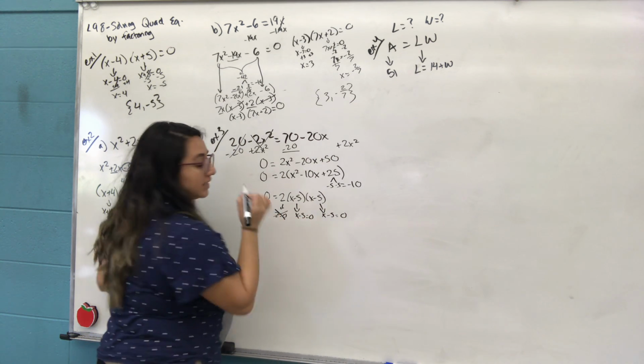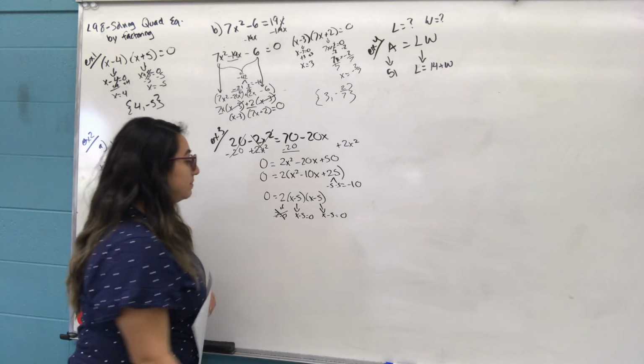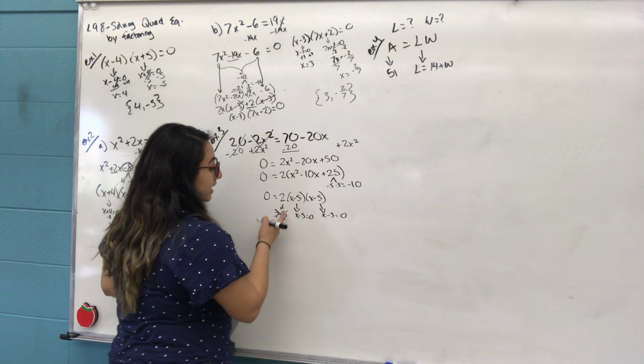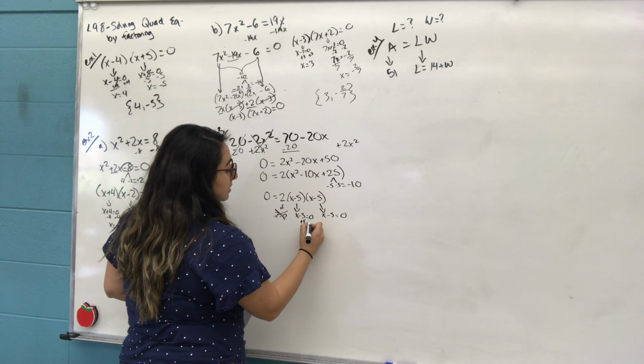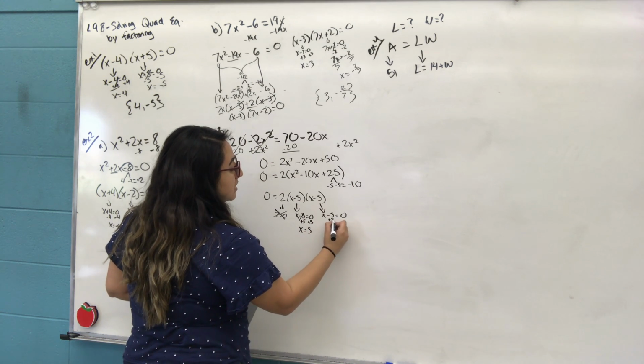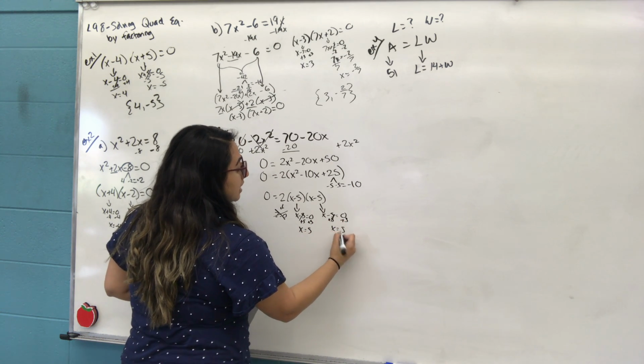So 2 equals 0, that's an incorrect answer. There's no way you can have 2 being equal to 0. So that cancels out. X minus 5 equals 0, get the x by itself, x equals 5. This is the same thing. So you have x equals 5.